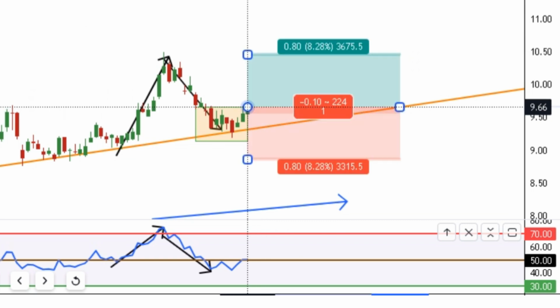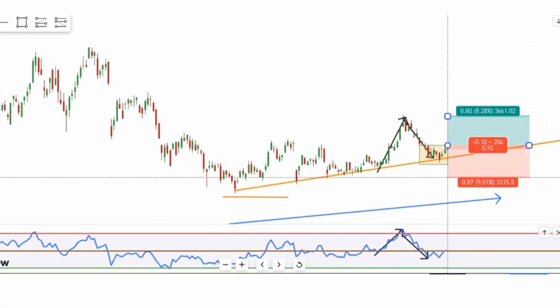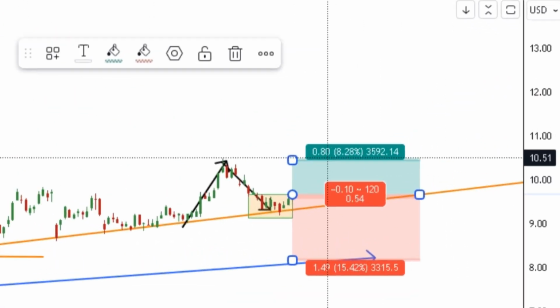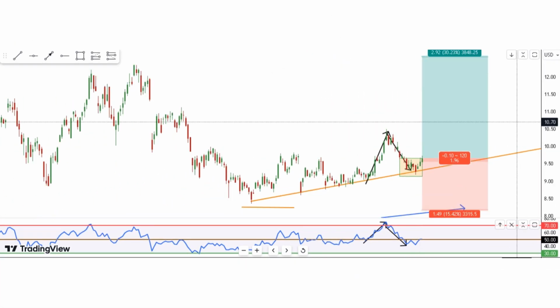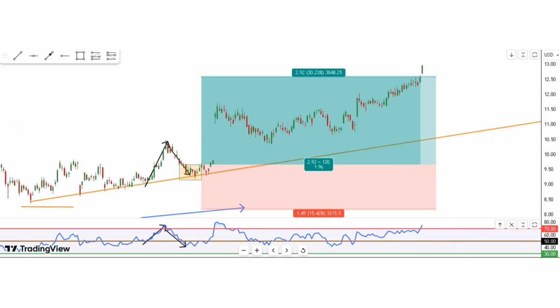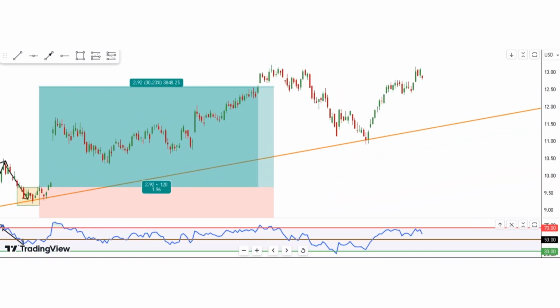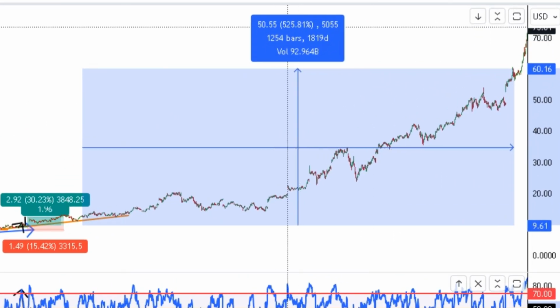So, I initiate a long position, placing a stop loss below the nearest swing low, approximately 15% from the entry point. For the take profit, I implement a 2-to-1 risk-to-reward ratio for a 30% gain. Eventually, the price reaches the take profit target, yielding a 30% profit. Although, as you can see, the price later increased by over 500%, while we only targeted 30%.